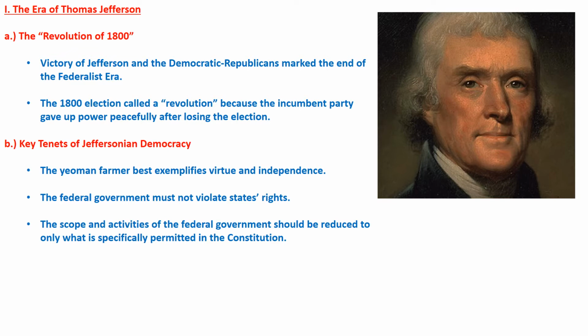The key tenets of Jeffersonian democracy meant major changes for the U.S. government. Jefferson believed that the yeoman farmer, or the small independent farmer, best exemplified the democratic virtue and independence of American ideals. He also held that the federal government should not violate states' rights, and in pursuit of this, the scope and activities of the federal government were greatly reduced under Jefferson's administration to only what was specifically permitted by the Constitution.